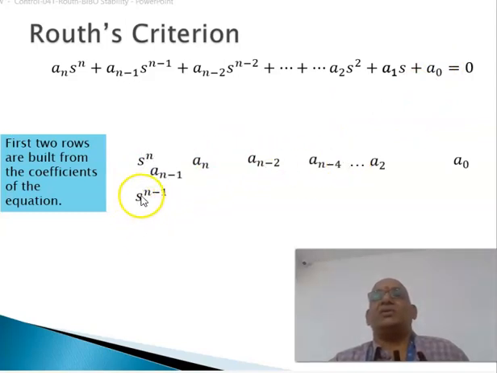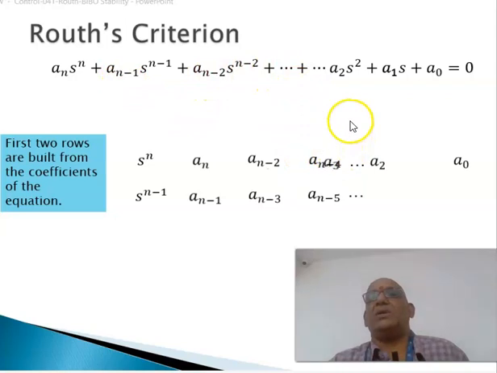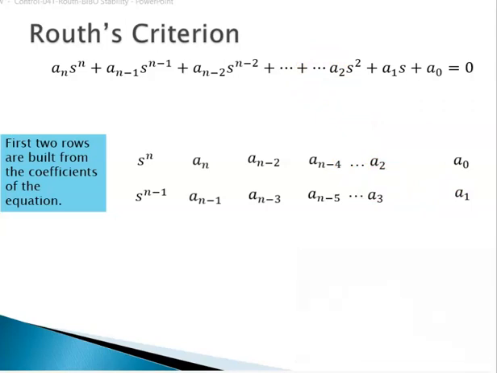Then the second row corresponds to S power n minus 1. You can see an minus 1, an minus 3, an minus 5, and so on, a3 and a1. These are the first two rows. Subsequent rows are built from these first two rows. Let us see how it is done.